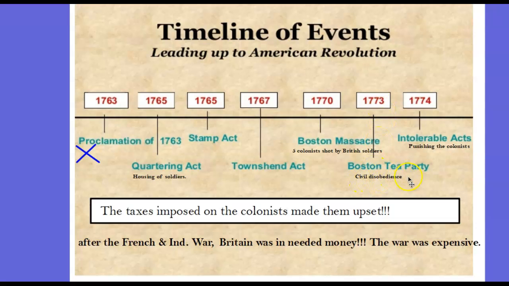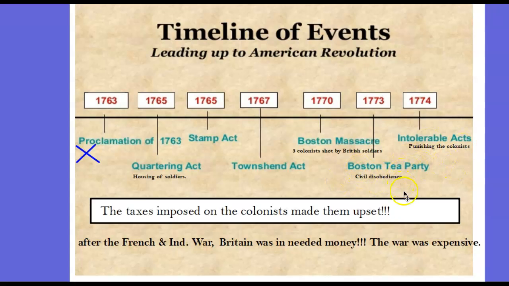After that, if we remember, the Tea Act was enacted, and as a reaction to that, in 1773, the Boston Tea Party took place. This was an act of civil disobedience in which the Sons of Liberty, colonists from Boston, dressed up as Indians and dumped the tea into Boston Harbor. Let's remember, this was an act of civil disobedience. They were not there to destroy the ships, they simply wanted to get rid of the tea.